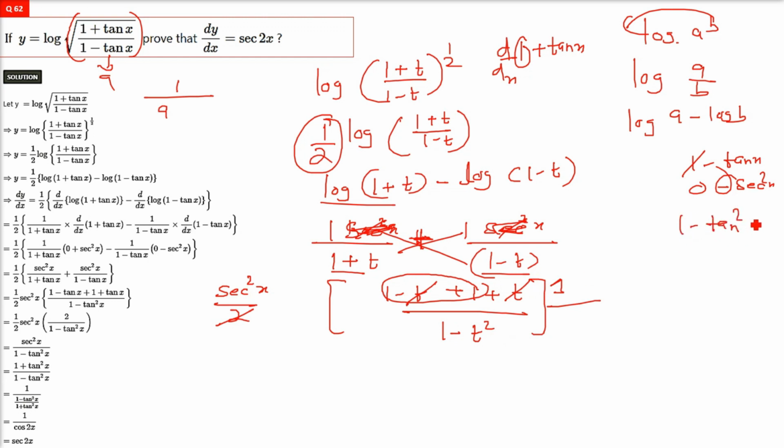So 1 minus tan square theta. Please remember, sec square theta is what? Sec square theta is 1 plus tan square theta. It is not 1 minus tan square theta. I have written it wrongly. I'll just change it. Right?